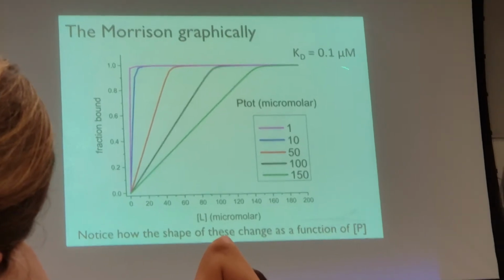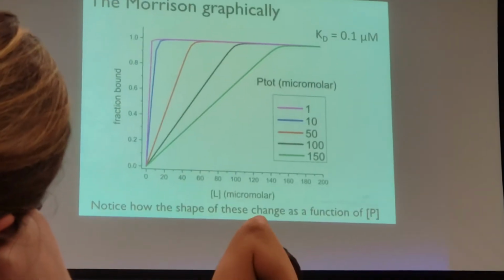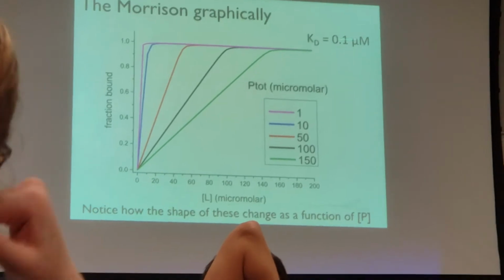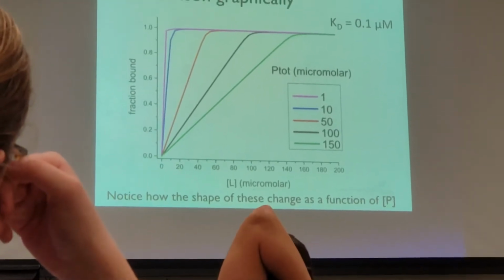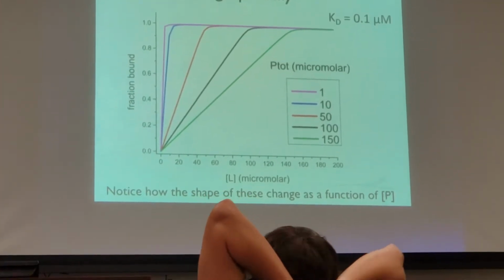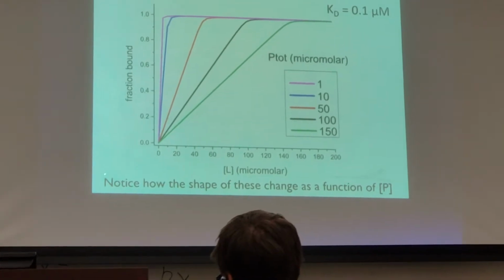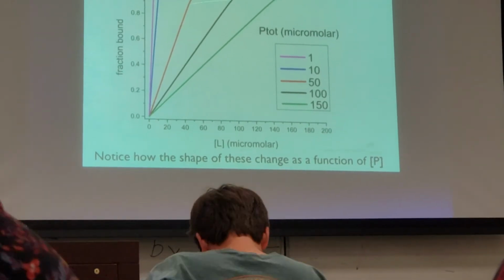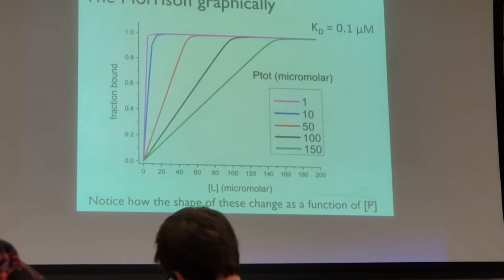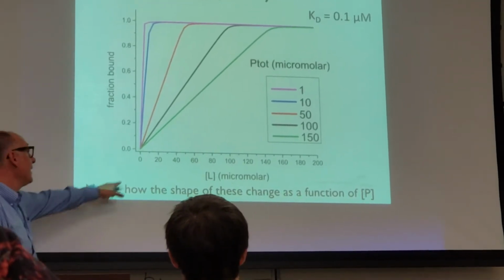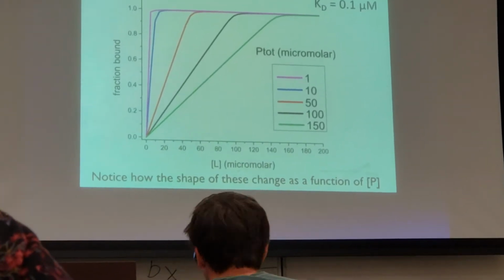All right, so here it is graphically when you have really good binding. So you see how they're really, really squared off? So in this case, I've changed it so my KD is constant at 0.1 micromolar, and I'm changing the total protein concentration. So just note, when you see these kinds of things that almost look like two lines rather than a nice smooth curve, that's a really good indication that I need to use the Morrison equation.